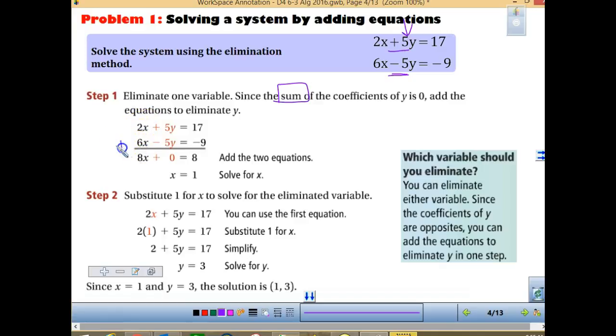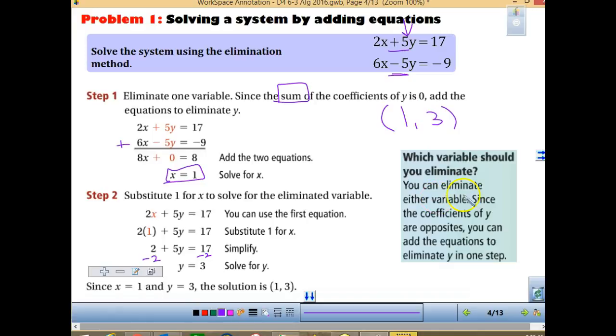So we add 2 plus 6, it gives us 8x equals 8. 17 plus negative 9. Isn't this beautiful? X equals 1. We're almost done. We plug the 1 into the equation. They chose the first equation. 2 times 1 plus 5y equals 17. Subtracted 2. Got 15 divided by 5 and got 3. Our answer is still an ordered pair, (1, 3).